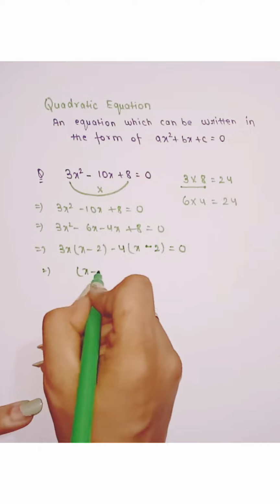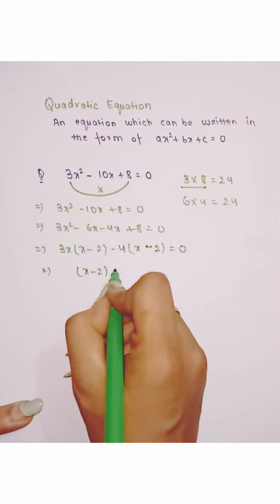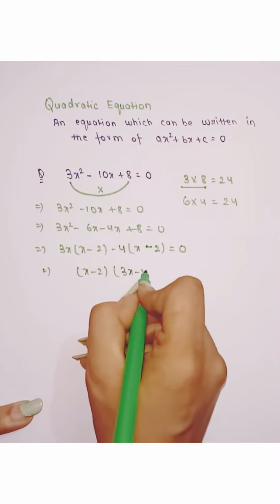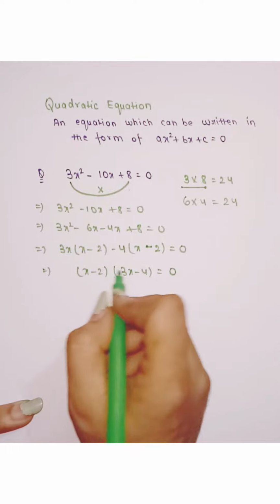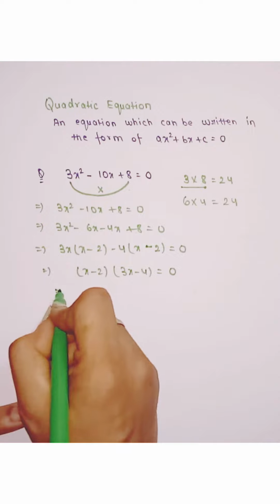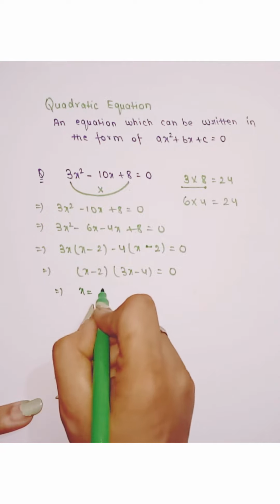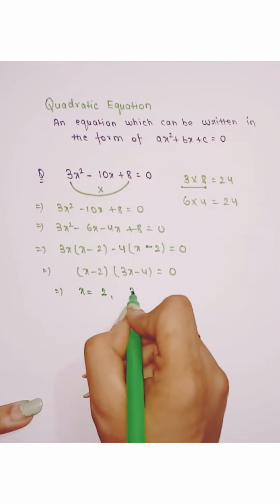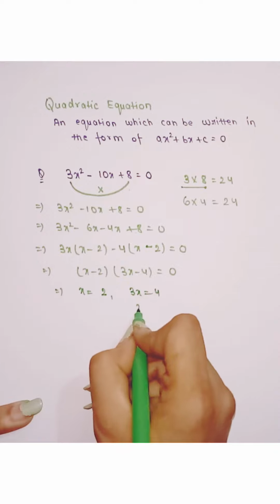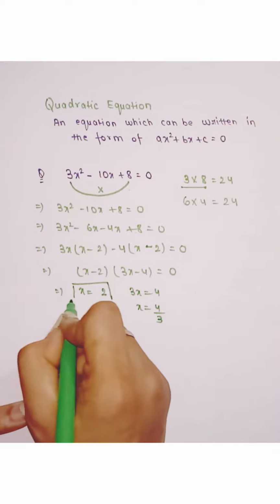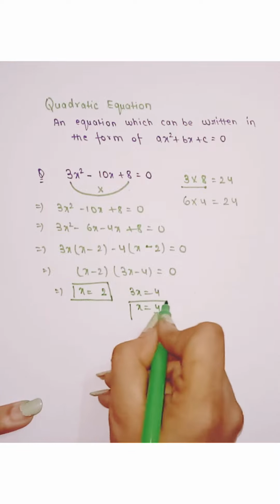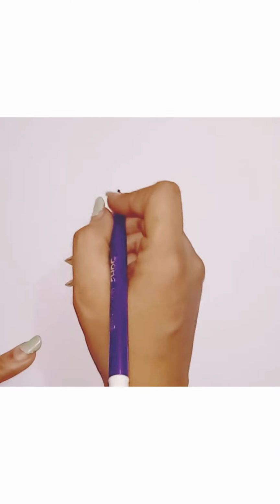And now we can take x minus 2 common. So we are now left with 3x minus 4 is equal to 0. Now we know that if the product of two terms is 0, that implies either of the terms is 0. So therefore first x minus 2 equals 0, that means x will be equal to 2. And 3x minus 4 equals 0, that means 3x is equal to 4, that means x is equal to 4 upon 3. So that's how we can solve a quadratic equation.